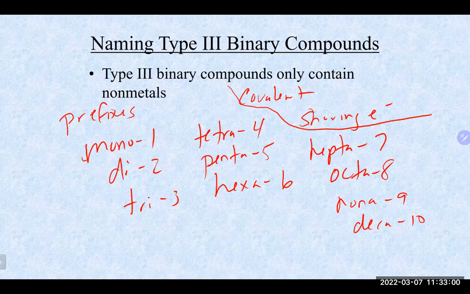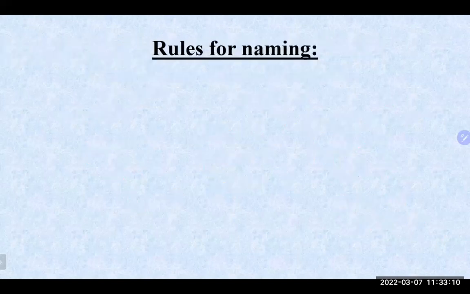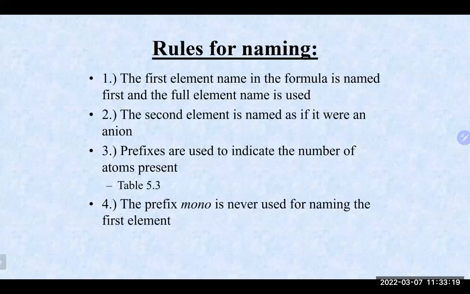There are a few little rules that we do want to follow with the prefixes and how we go about using them. The first major one, as we will see here in a second, is we never use mono on the first name, but using it on the second name is okay. I'm not 100% sure that's still the right table in your book, but it's somewhere in that chapter 5.